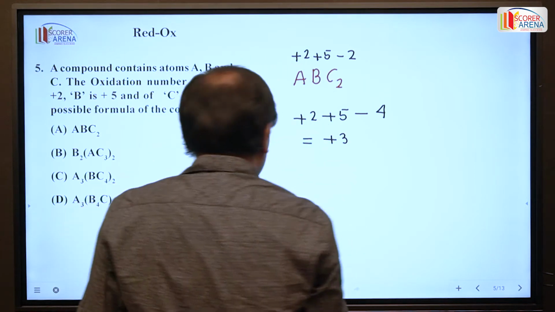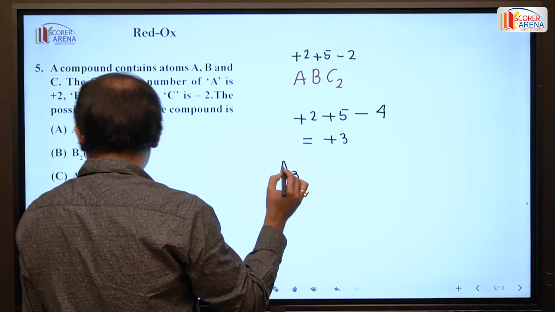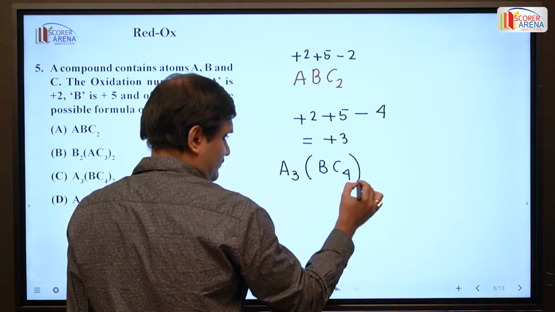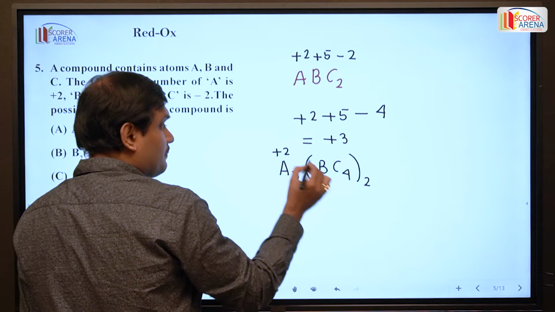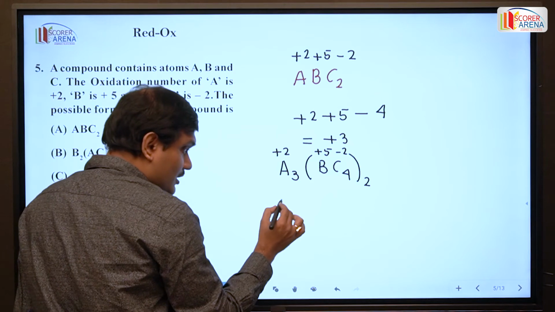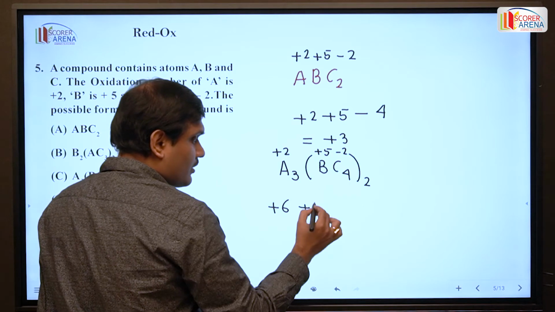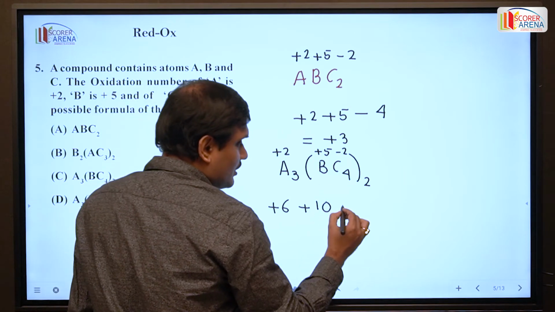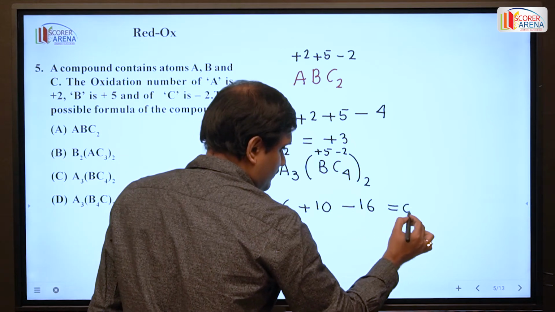Now in this way, if we apply the same idea for A3B2C8, whole 2, okay, A is plus 2, B is plus 5, and C is given as minus 2. So try to establish: for 3 A atoms it will be plus 6, for 2 B atoms it will be plus 10, and for 8 C atoms it will be minus 16. So let us take this value becomes 0.